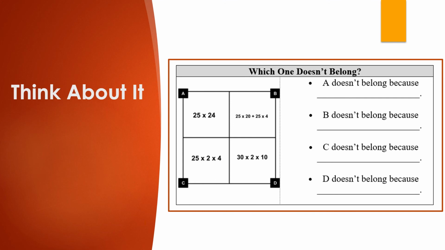Let's look at the four squares. Which one doesn't belong? A, B, C, or D? Find someone in your house and let them know which one doesn't belong, and then explain to them why it doesn't belong.